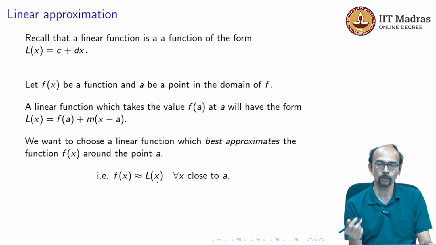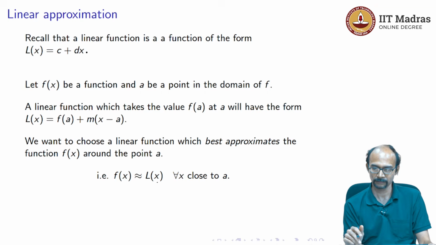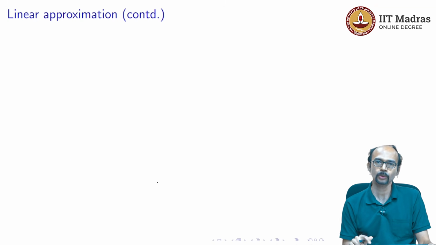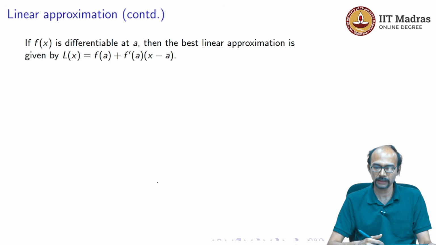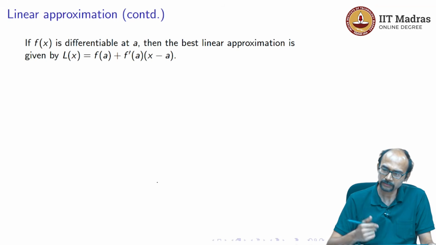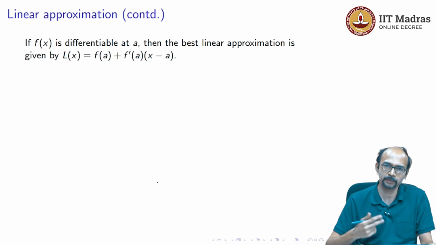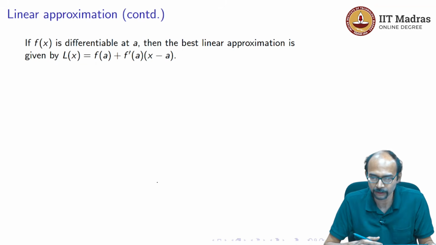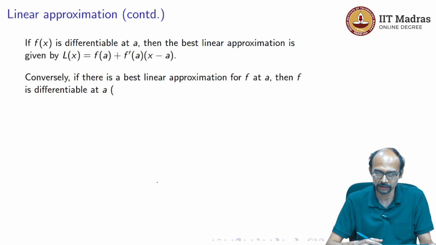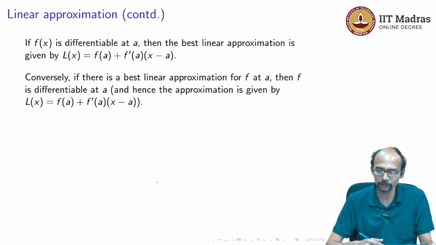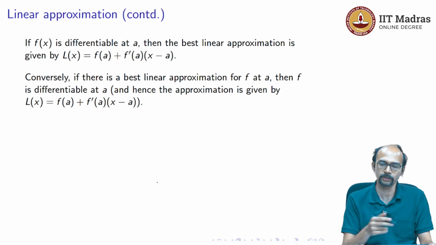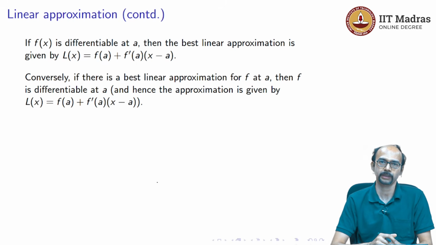So, there are many issues here. First of all, why do we even know that such a thing exists? It turns out that if f is differentiable at A, then the best linear approximation is in fact given by the expression for the tangent. So, L of x is f of a plus f prime a times x minus a. Conversely, if there is a best linear approximation for f at A, then f is differentiable at A, and once we know it is differentiable at A, the best linear approximation must be of this form, f of a plus f prime a times x minus a.